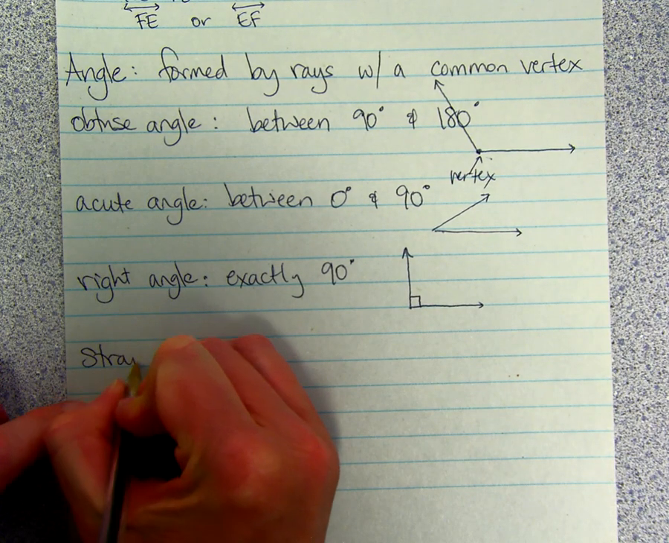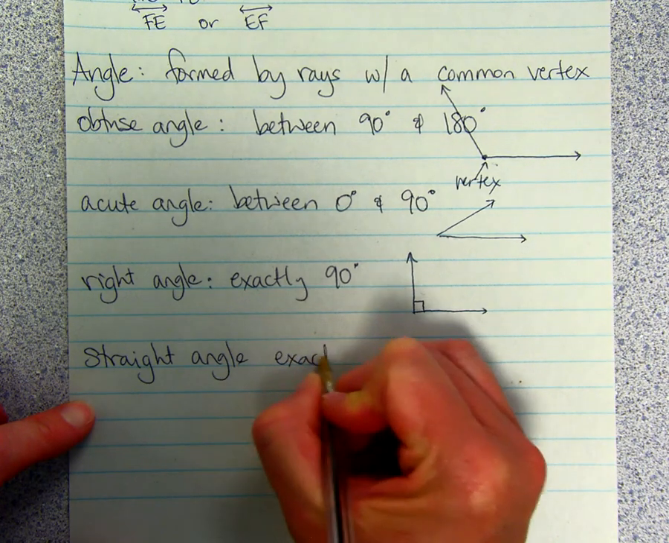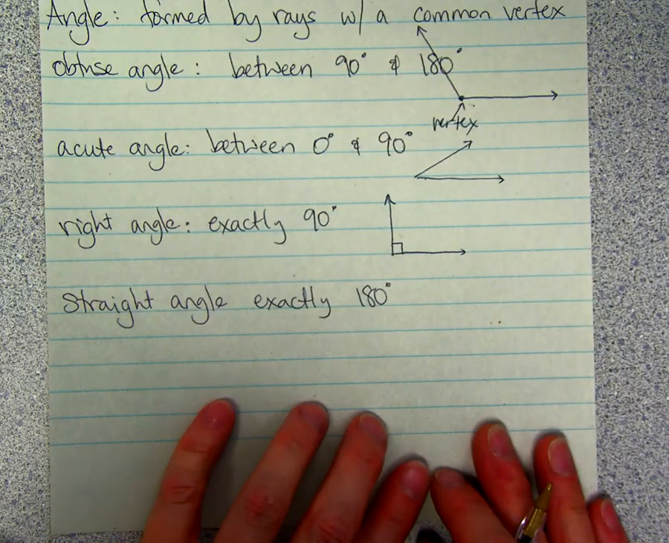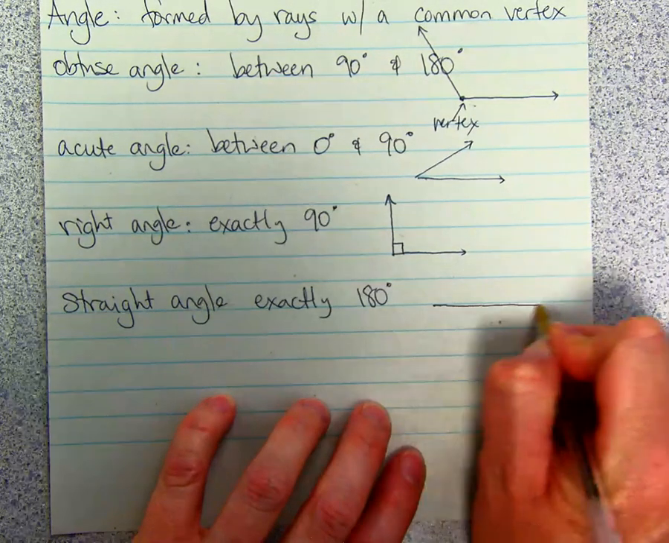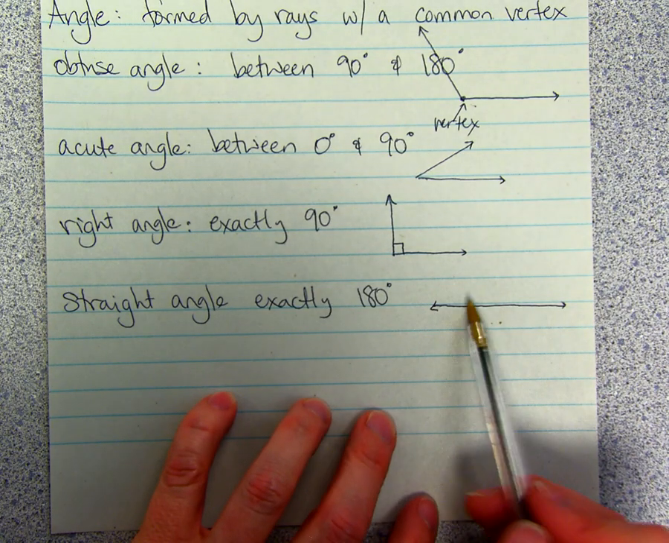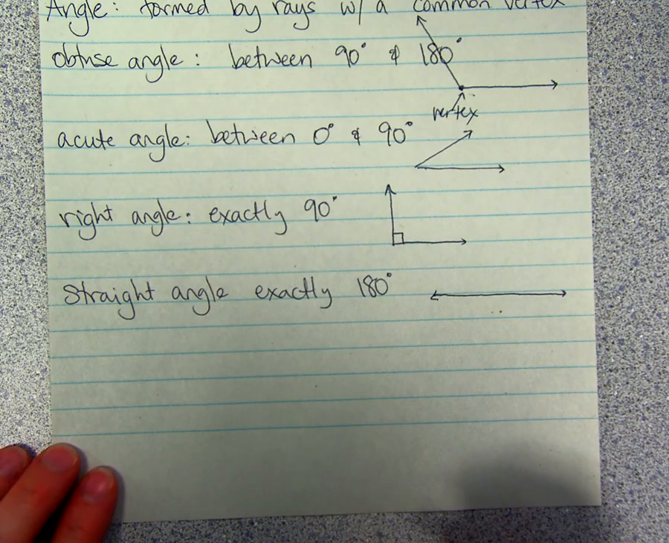A straight angle is exactly 180 degrees. And it just looks like a straight line. So any point on that line would be the vertex of each of those rays. They just go in opposite directions.